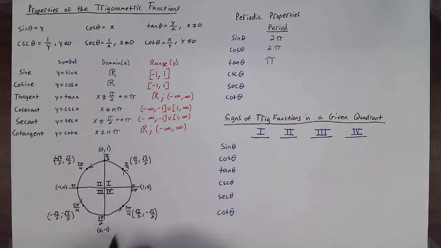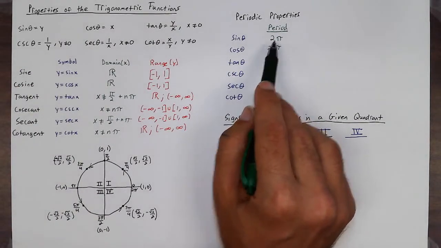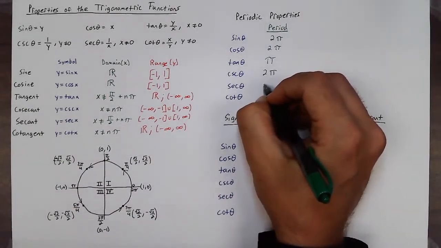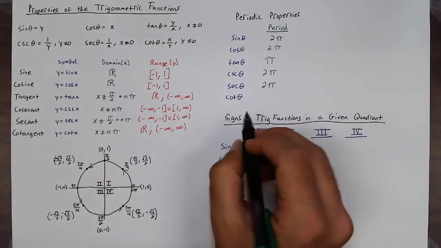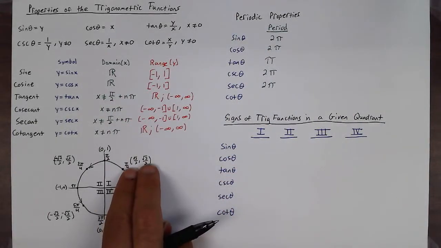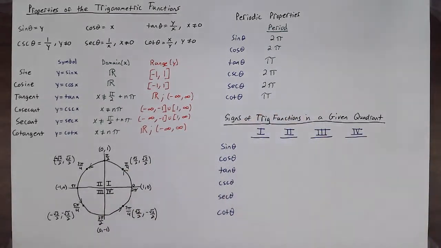Cosecant, since it's 1 over y, since the period of sine is 2 pi before it repeats y values, cosecant will be the same thing. Same thing for secant because it's 1 over x, and cotangent being x over y. Since y over x was only a period of pi, then x over y is also just going to be a period of pi as you go through and check.